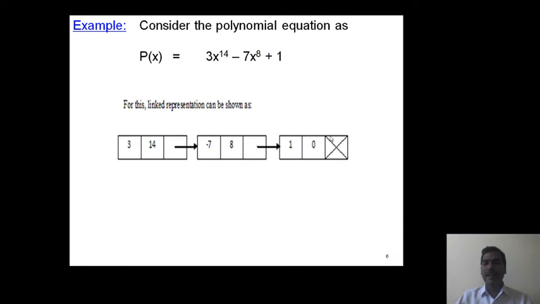Now for the next element, coefficient value 1, exponent value 0. Here the next element is not available. Hence for this element the link part is filled with a null pointer. So it shows the linked representation of a polynomial equation.